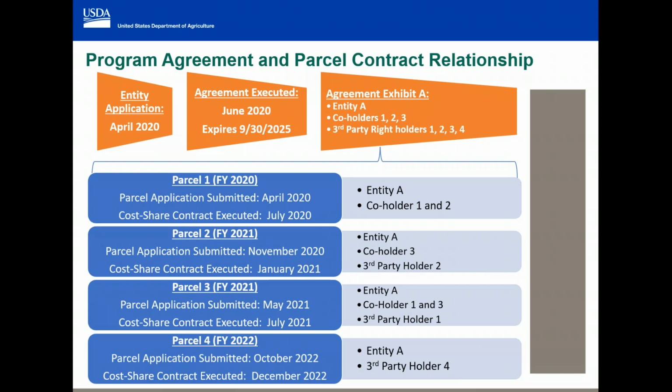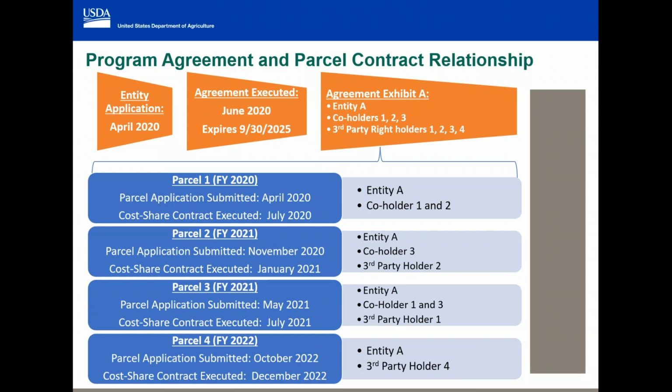For this parcel that is submitted in fiscal year 20, the eligible entity always has to be identified, and then you're identifying that the co-holder 1 and 2 from your agreement are going to be party to this particular parcel. Those are all executed, the funds are obligated to the cost share contract itself, and we move forward with that particular transaction.